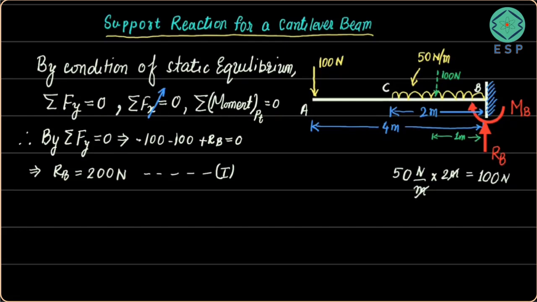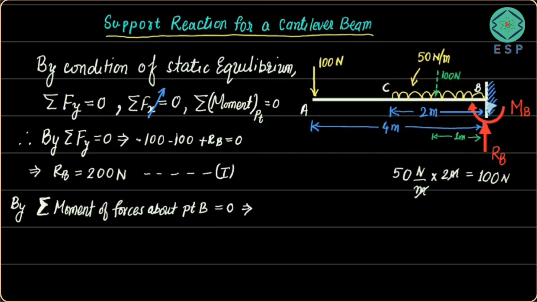Okay. Now the next part what you would like to find is the support moment reaction, that is MB. So we'll take the second condition over here, summation of moment about any point equal to 0. So that is point B I am going to take. So by condition summation of moment of forces about point B must be equal to 0. So what you will get from here, let's see. So if you hold the beam at point B and hinge it, so beam is hinged at this particular point B. Okay. So now due to application of this 100 Newton, the beam is going to rotate in the counterclockwise direction. So there is a rotation about point B. So 100 into distance 4 meter.